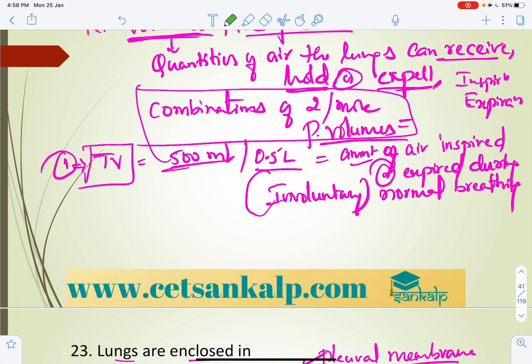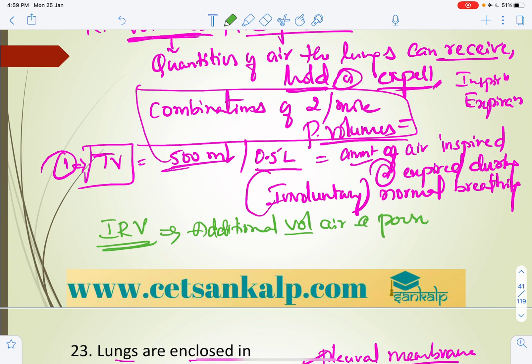Next, the expiratory reserve volume and inspiratory reserve volume. So the inspiratory reserve volume, what is that? It is the additional volume of air, we generally use the word additional, that a person can inspire by forcible inspiration, or you can say over and above tidal volume. This is very, very important.